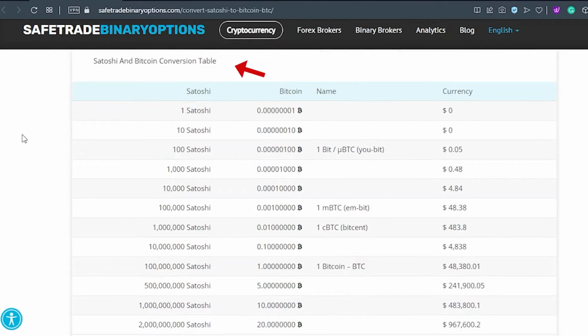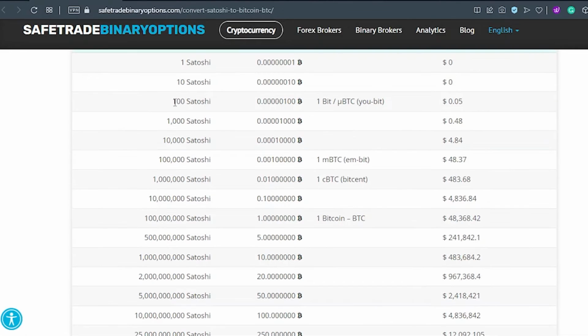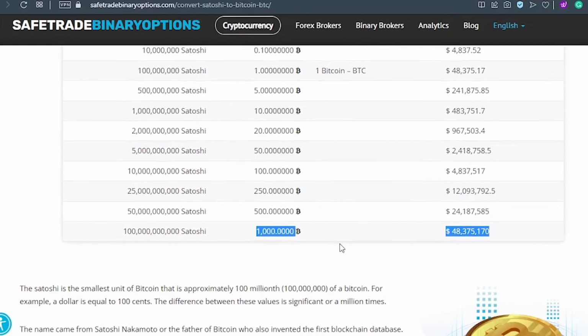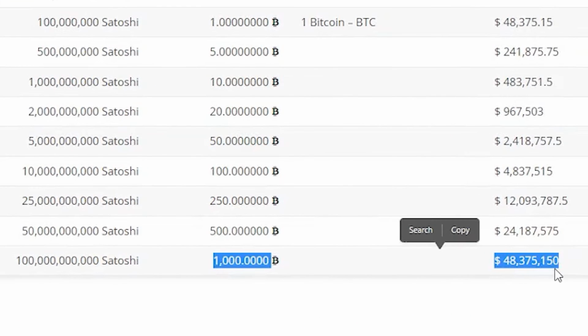Below we have a conversion table. It shows one Satoshi and its current value in Bitcoin and USD value as well. Here we have 100 Satoshi. So Satoshi value is equivalent to $0.05, this much amount of Bitcoin, and it goes all the way to 1,000 Bitcoin. It shows us the value of USD, and then, of course, the value of Satoshi.